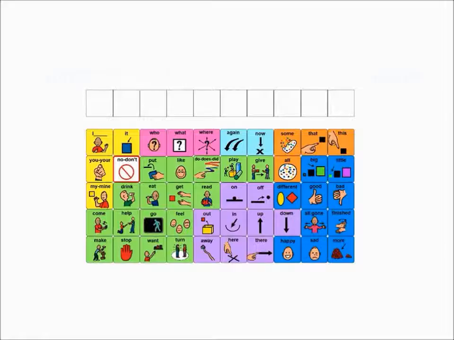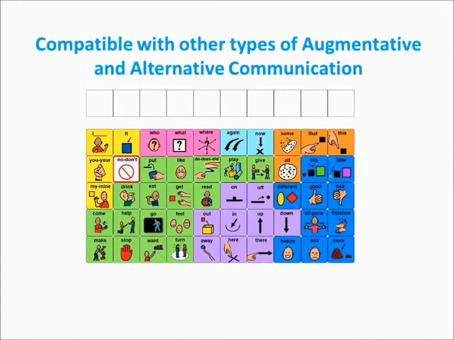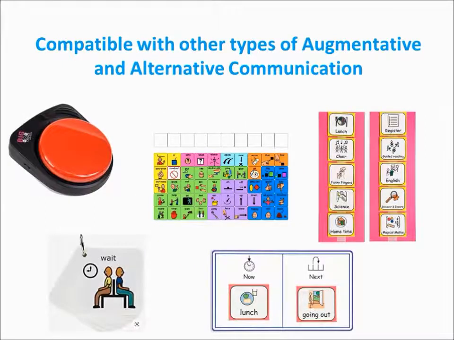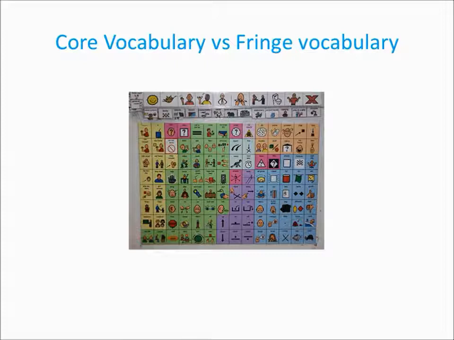Core vocabulary boards are compatible with other types of AAC, and sometimes core vocabulary boards also include a fringe vocabulary. In this example, the fringe is a collection of pages that have been bound to the top of this board. The fringe vocabulary are words that you would use in specific situations, for example, people and places, whereas the core vocabulary are words that you would use in every situation.